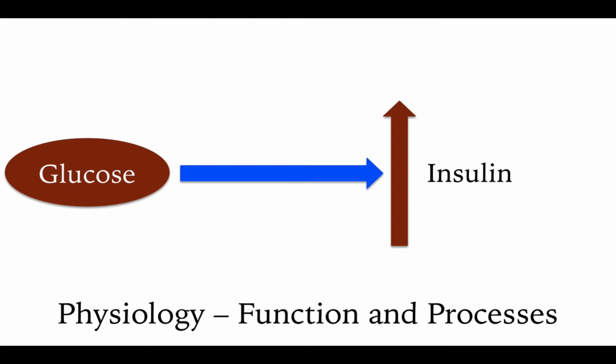So the pancreas has two key hormones. One is insulin, one is glucagon. Insulin is known as the hormone of feasting. And so as soon as we have a bunch of blood sugar, we need to do something with that, and that's where insulin comes into play.